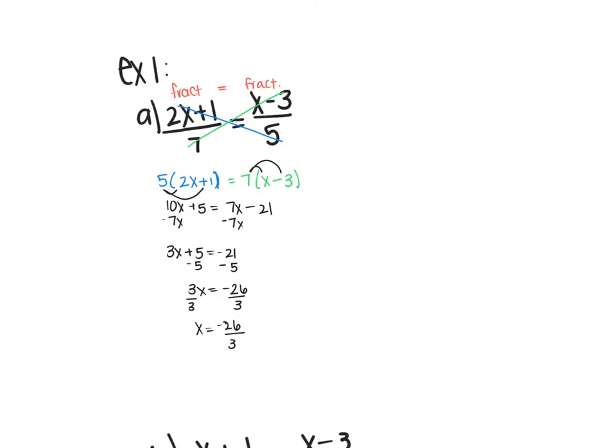Remember I said you have to check these. So I'm going to go back and check my restricted values. Well, in this case, my denominators are 7 and 5. Anytime you have a denominator of a number, you're going to have no restrictions. So here I have no restrictions, so that means negative 26 over 3 is probably good.